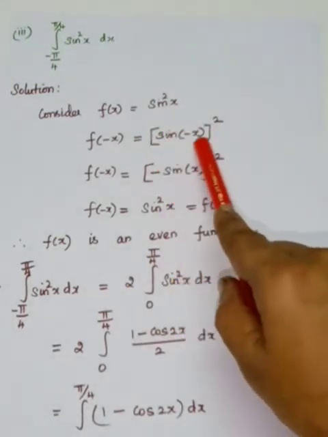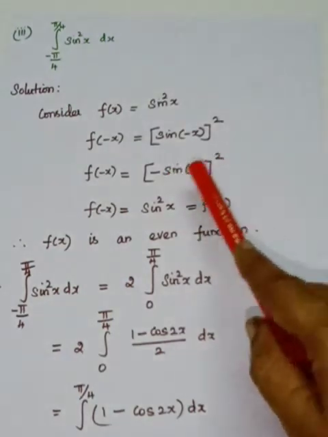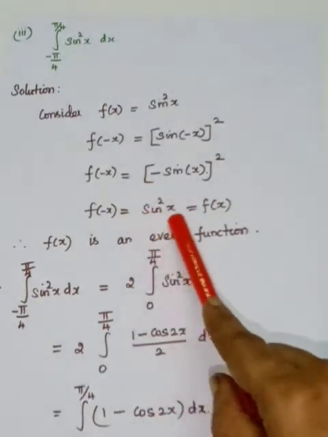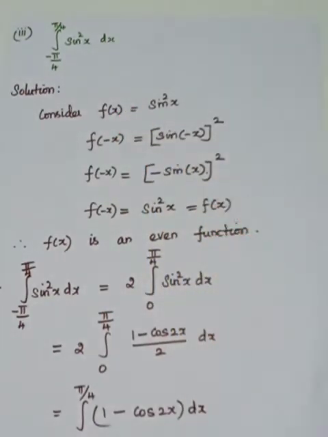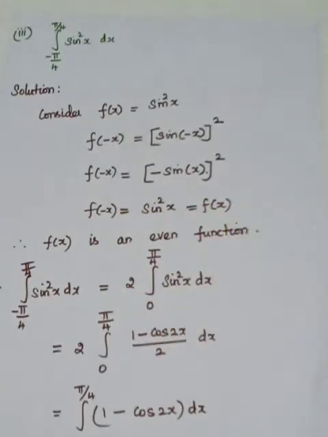What is sine of minus x? It is minus sine x the whole squared. So when you square it, it is sine squared x. What is sine squared x? That is your f of x. You see that now you are getting f of minus x is equal to f of x. There is no change in the function after replacing x by minus x.